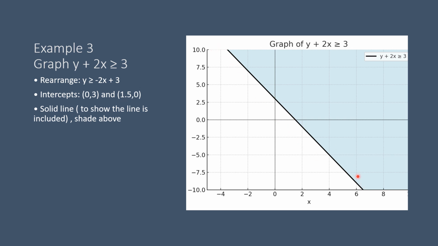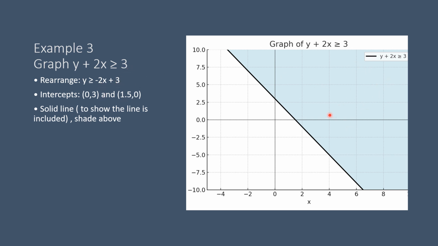So this is the line, and this time the line is not a dashed line but rather a solid line. Why? Because the inequality sign here is with an equal sign, that we are having greater than or equal to. So we shade the region, and the region will be above the line. Why? Because after rearranging this to make y the subject, we realize that y is greater than or equal to minus 2x plus 3. So the region will be above the line.